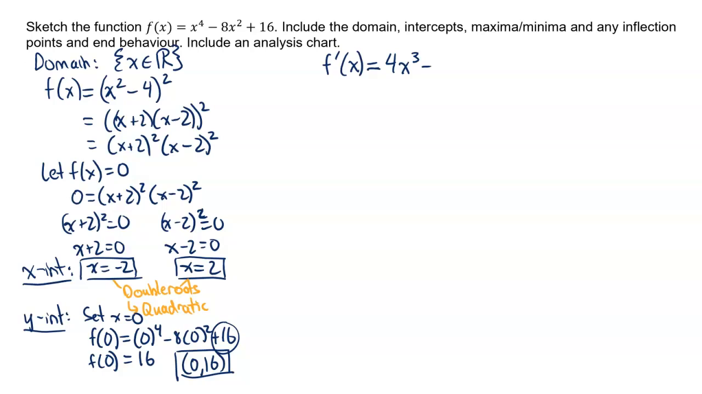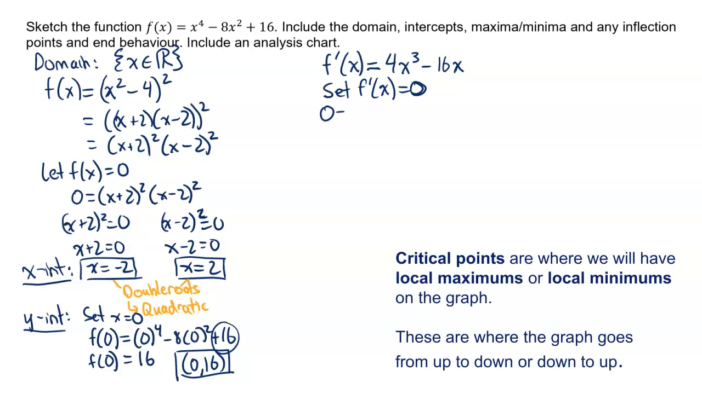And then the next one is going to be the 8 that's out front, but times the 2 from the exponent, so that's 16. And then we lower that power by 1, and we get x to the power of 1. And then 16, the derivative of any constant is just 0. And so that is our first derivative. So what we can do with that is we want to set that equal to 0. And the reason we want to set that equal to 0 is because that will allow us to actually solve for the critical points.